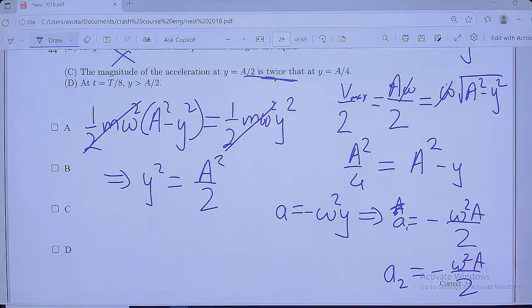Option D says that at time is equal to t by 8, 1/8 of time period, we need to calculate the value of y.